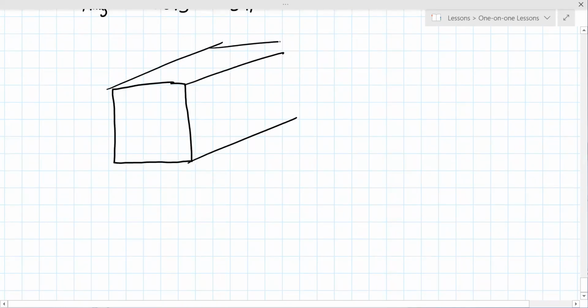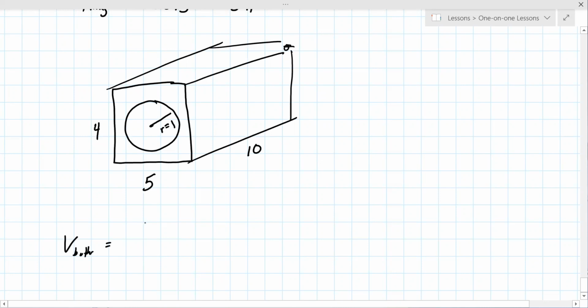Let's go, it's a stick of butter, and let's go 4, 5, 10. And let's say you cut out something in here. It's got a radius of 1. Okay, so it's slightly different. I'd like you to do the same thing. The volume of the butter, called a butter stick, is length times width times height.